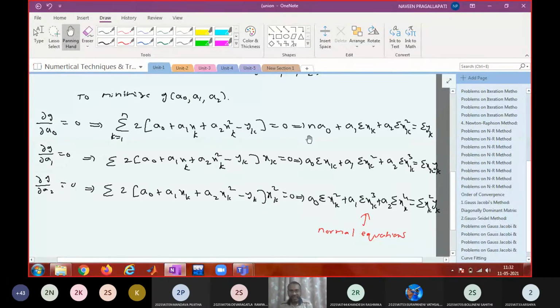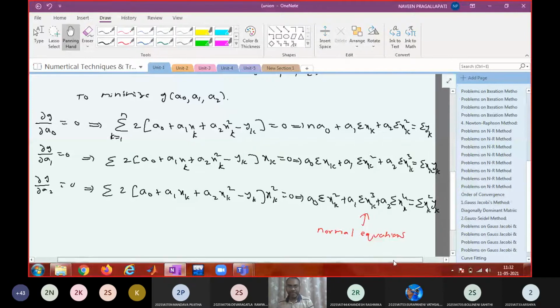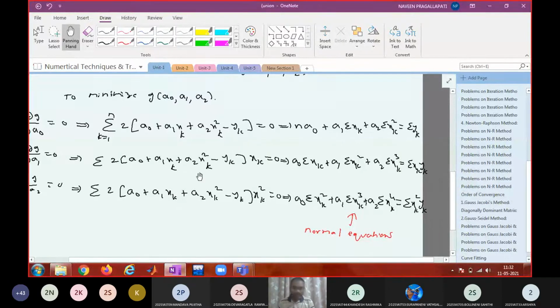And what does n refer to? n refers to the number of data points. Is that fine? Shall we do the problems?